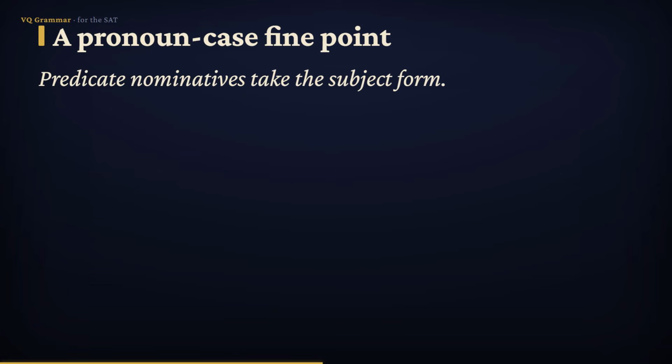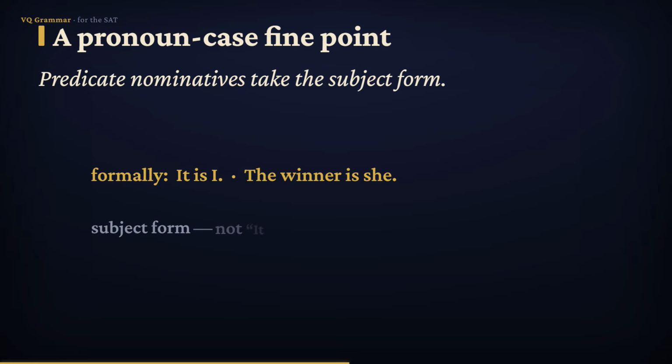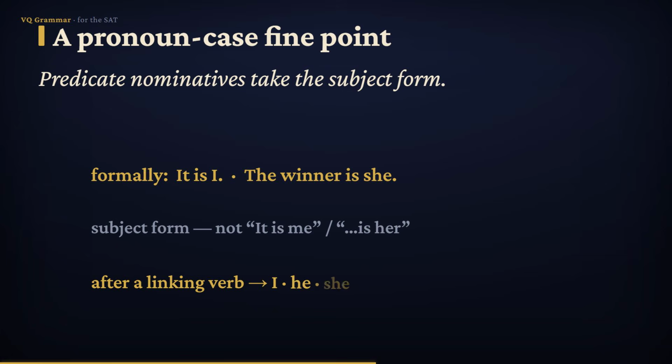Here's a refined point the test sometimes checks. A predicate nominative renames the subject, so it takes the subject form of a pronoun, not the object form. Formally, we say, it is I, and the winner is she, not it is me, or the winner is her. Now, in casual speech, almost everyone says it's me, and that's perfectly fine in conversation. But on a grammar test, after a linking verb, reach for the subject pronoun: I, he, she, we, or they.